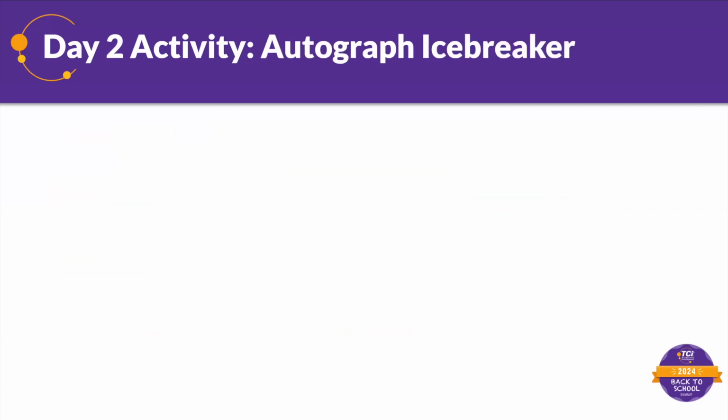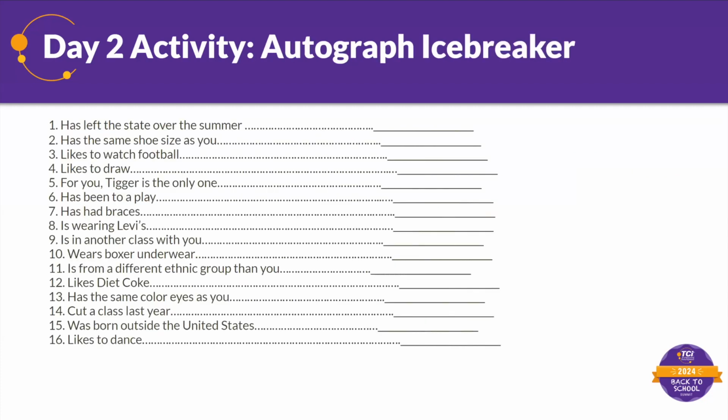3x5 cards. And the second one, and again, you have access to this 2 different ways. This is an autograph icebreaker. There are, I think, actually 35 things on this, and I've changed some. I added likes Diet Coke, because that's my drink of choice. Over ice, no lid, no straw. And so I just added things in here.